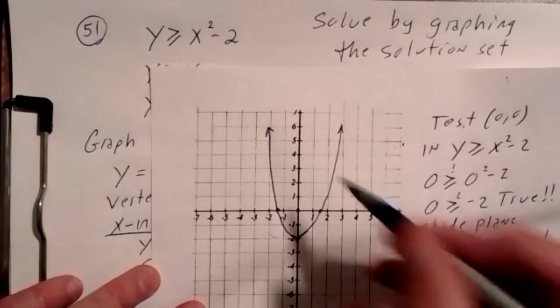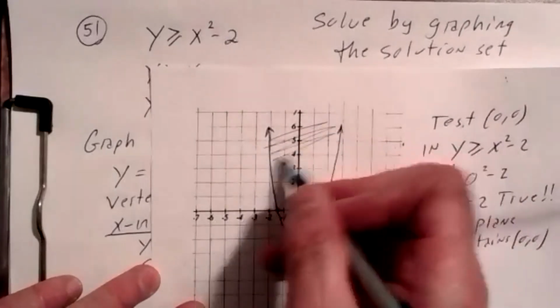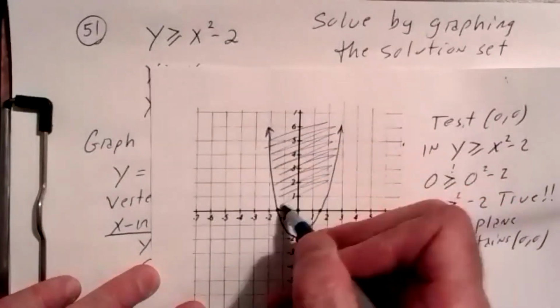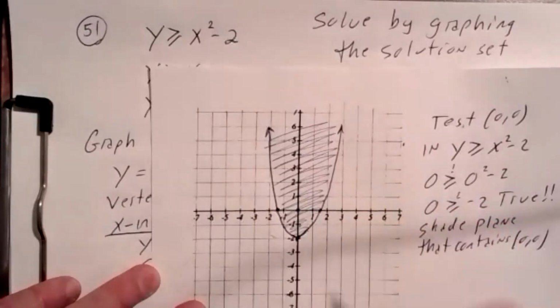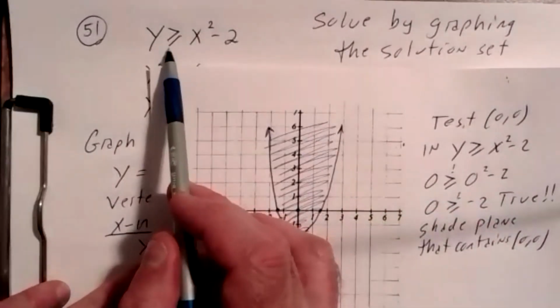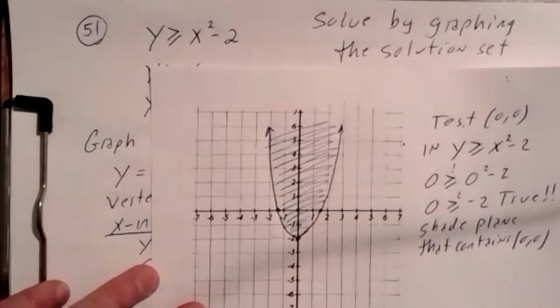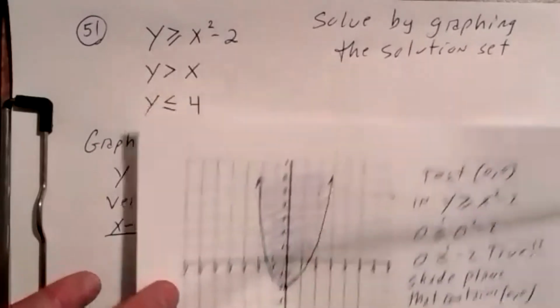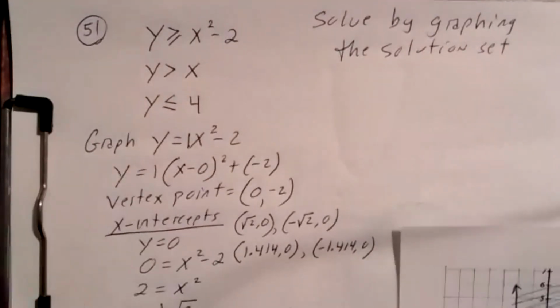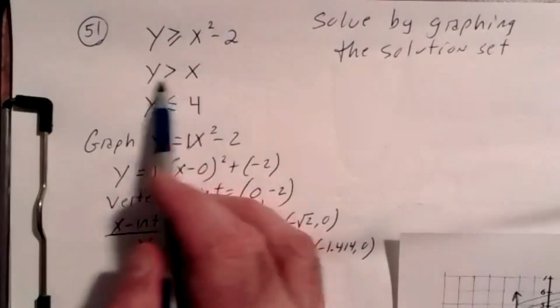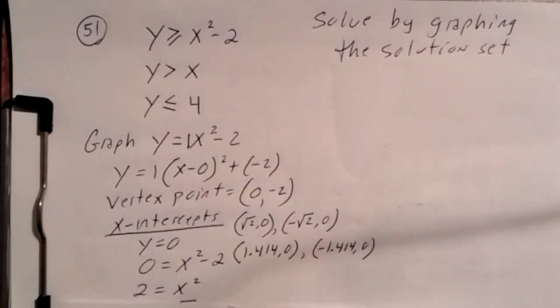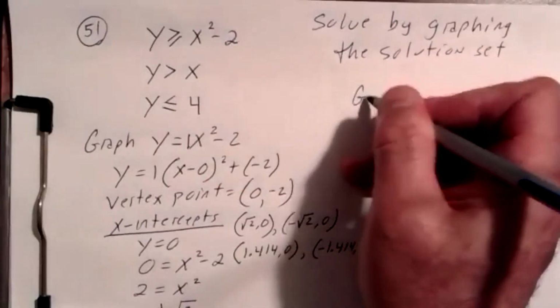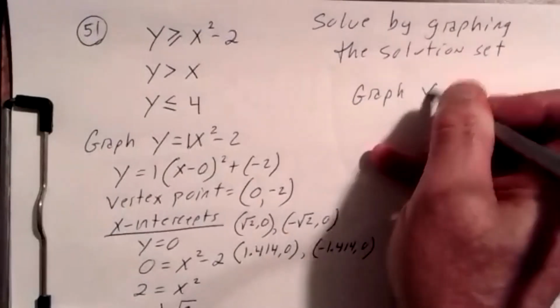Which means, ladies and gentlemen, we have to shade inside the parabola because it's that plane that contains 0, 0. That's the graph of the solution set to the first inequality in our system. We're not done. We have two more to do though. Now we have to graph the solution set of y greater than x. To do that, first we have to graph the equation y equals x.